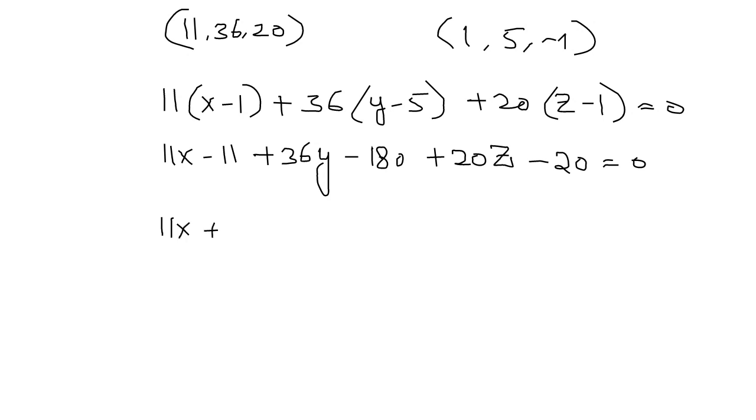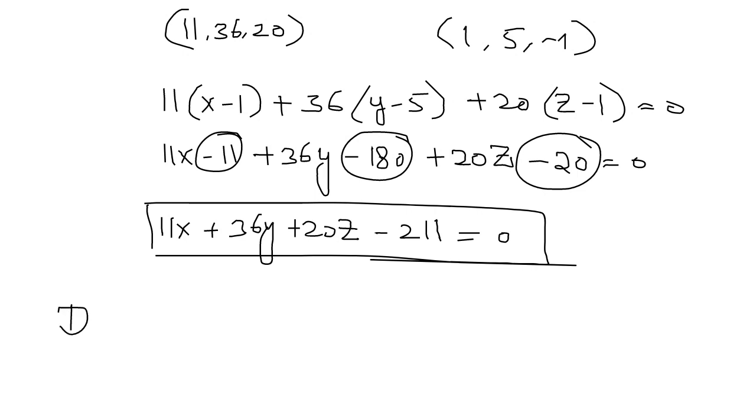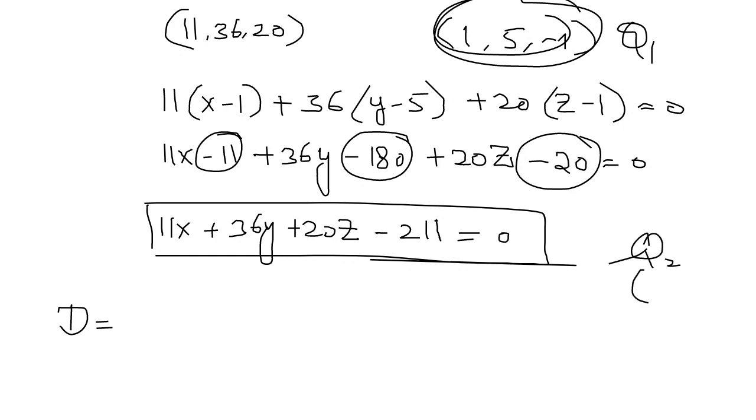So 11x plus 36y plus 20z minus 11 minus 180 minus 20, that is 191 minus 20, which is equal to what? Minus 211. If you have this equation, for finding the distance you have to take another point. This is q1. After that, to find the distance, you take q2, which is 2, 4 and 5.